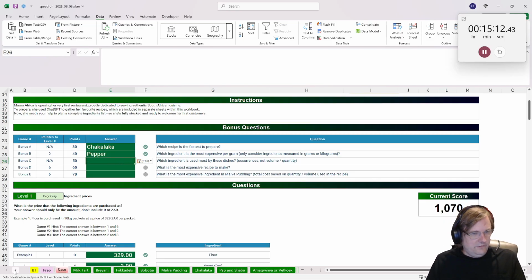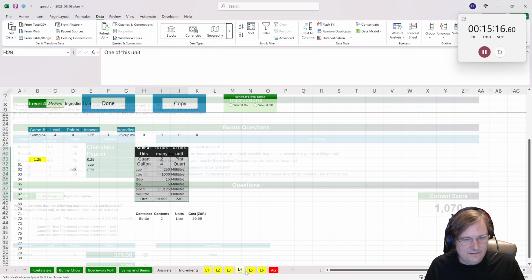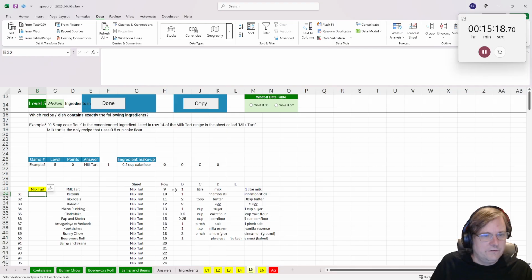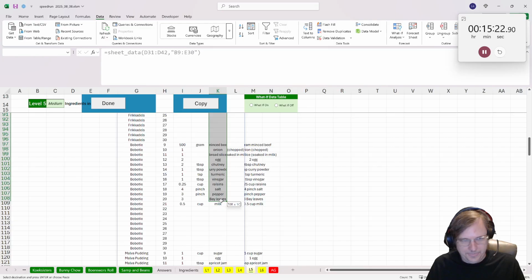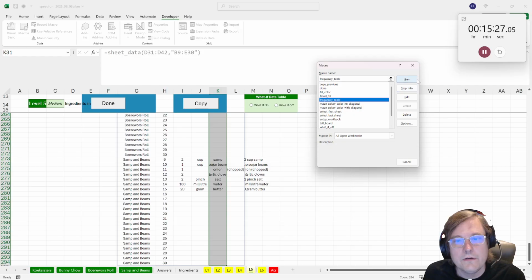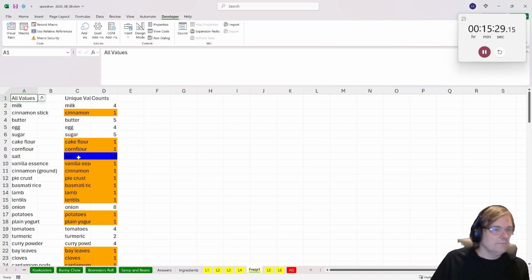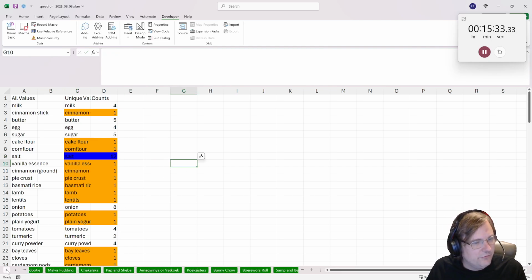The ingredient used by most of these dishes, as in occurrences. So I find all my ingredients, which is here, and I use my frequency table subroutine, and it is salt with 12 occurrences.